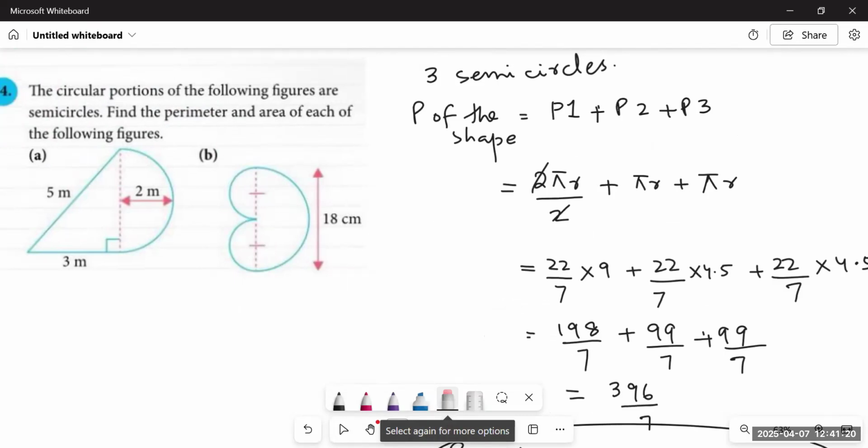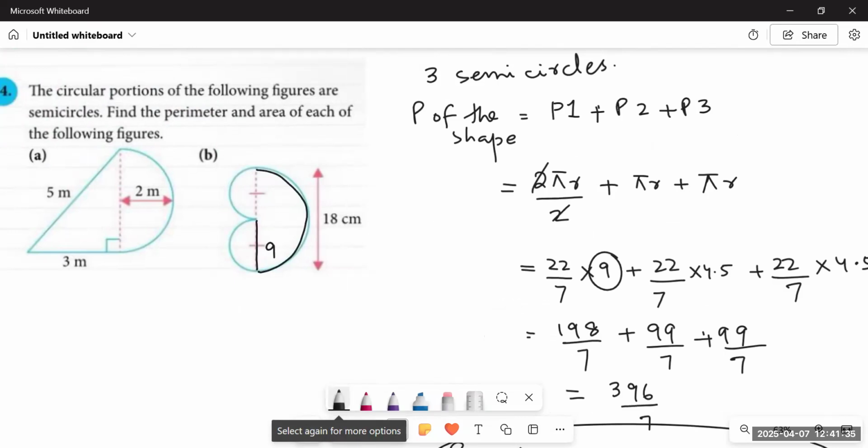So what we did, first we found the radius of this semicircle, this one. If we talk about this semicircle, this is the radius, which is half of 18. So it would be 9. We took 9 over here. And for these two circles, the radius would further be half, that is 4.5. And for this again, it would also be 4.5.